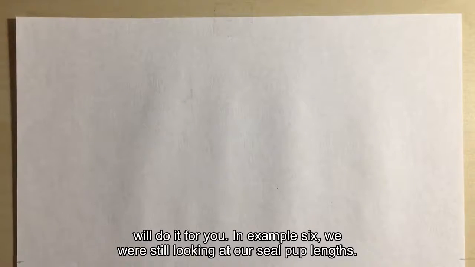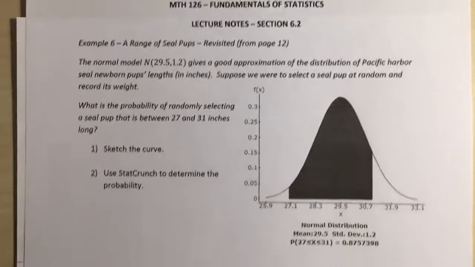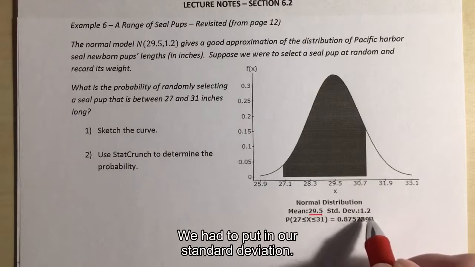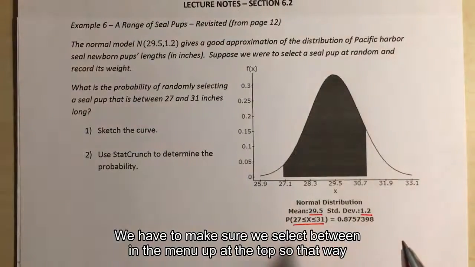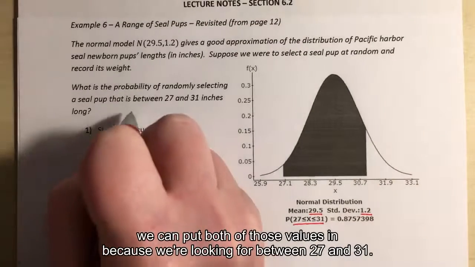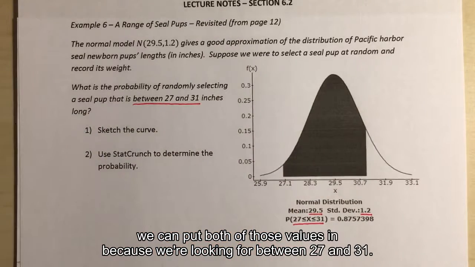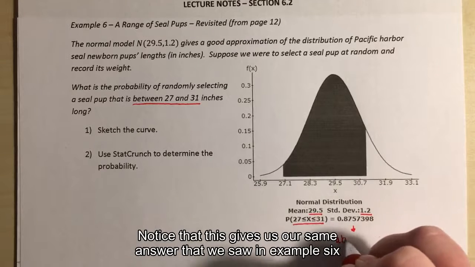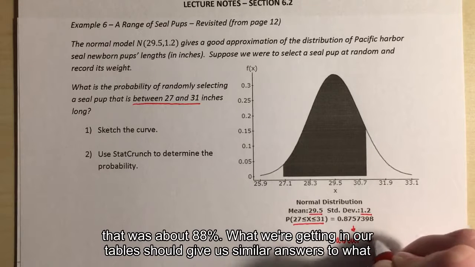In example 6, we were still looking at our seal pup lengths, and what we were looking for was between. So notice that down here, same thing, we have to put in our mean and our standard deviation. We have to make sure we select between in the menu up at the top, so that we can put both of those values in, because we're looking for between 27 and 31. And notice that this gives us our same answer that we saw in example 6, about 88%.